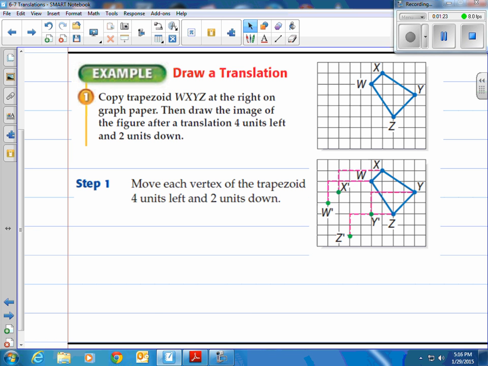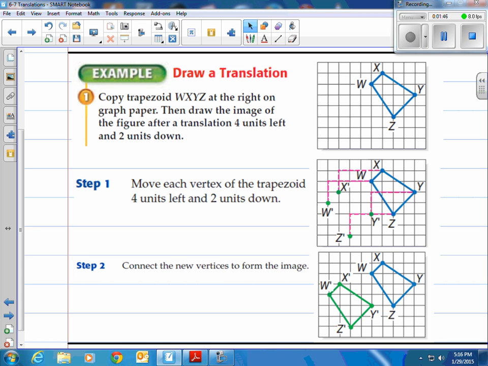We're taking the X and the W and the Z and the Y. We're moving, and those are the new green dots. Now we have the prime symbols, W prime, X prime, Y prime, and Z prime. Those are the new locations. Pretty simple. You moved them 4 units to the left and 2 units down. Then all you have to do is connect the vertices to form the image. And there you are. That's it. It's that simple.